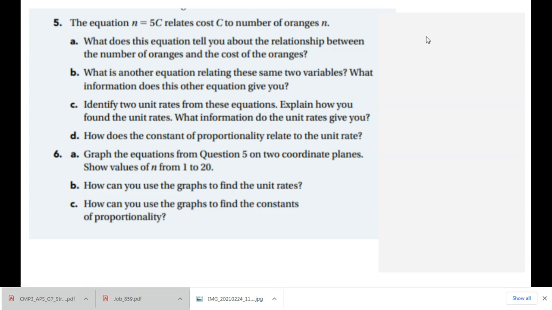Now 6A is asking you to make another graph. I know you made one yesterday, so just go ahead and graph the equations from question 5 on two coordinate planes. Show values of n from 1 to 20. So they want you to go ahead and graph the equation. You would have number of oranges on the x-axis, and your cost would go onto the y-axis. And then there's just a couple questions asking you about the graphs.